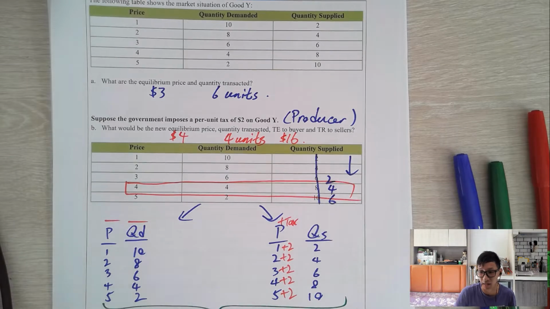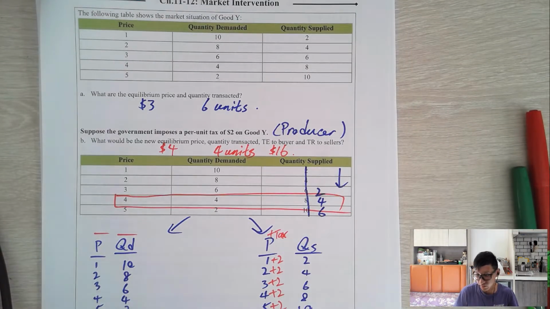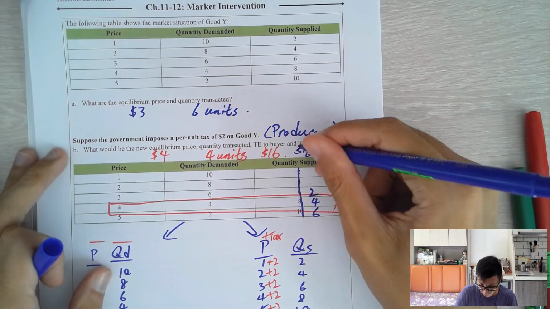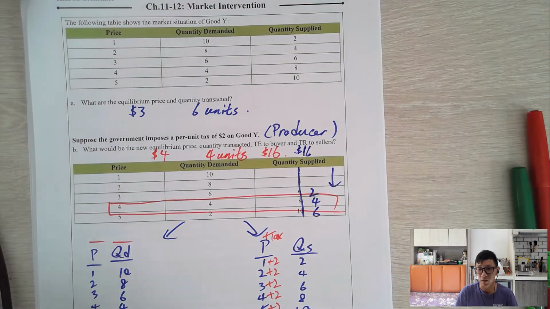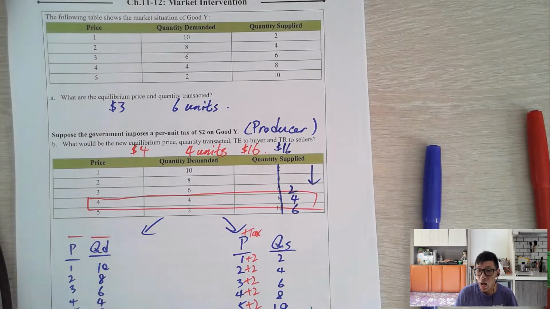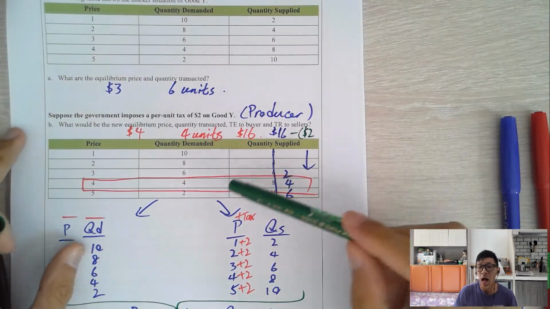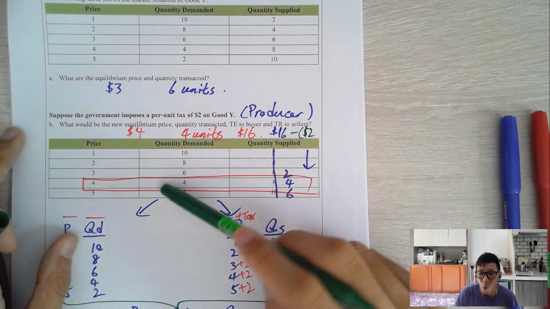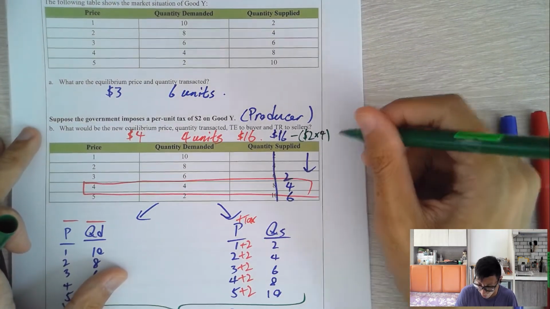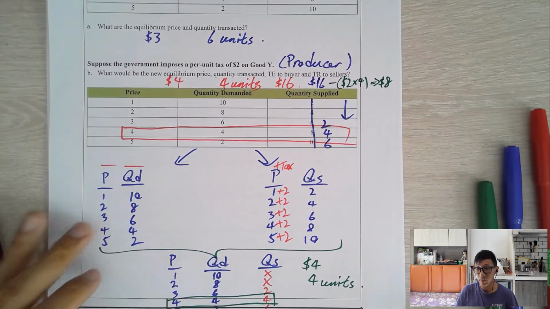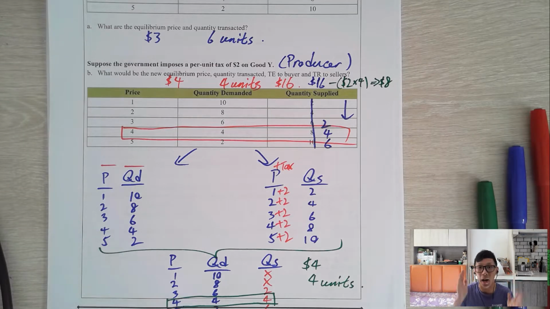嗱呢個慢慢嚟啦。We need to minus the tax payment. This one, $16, is the total expenditure. 減翻個稅, how much tax are we paying? Each unit we pay $2. How many units are we selling? 4 units times $2. And that would give us $8.